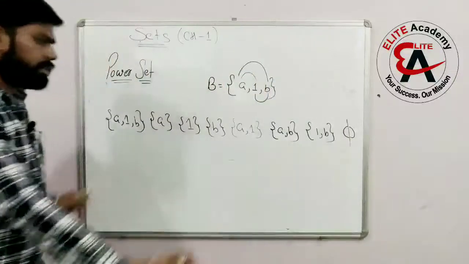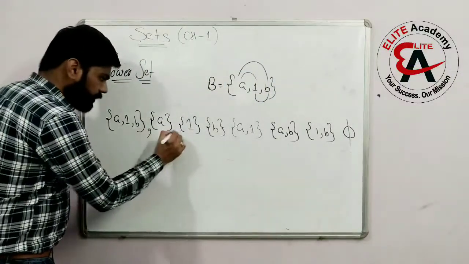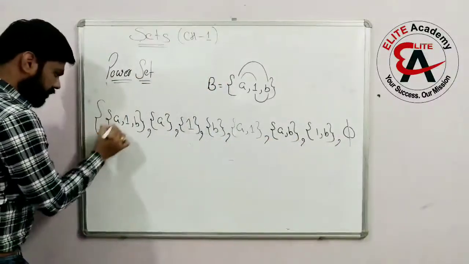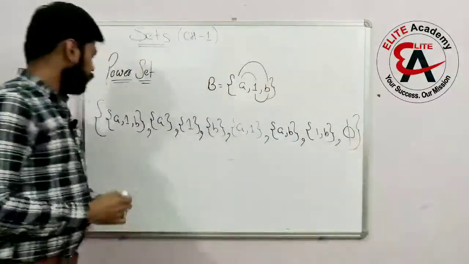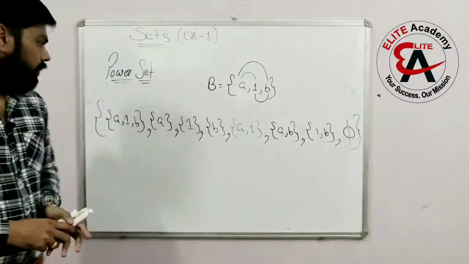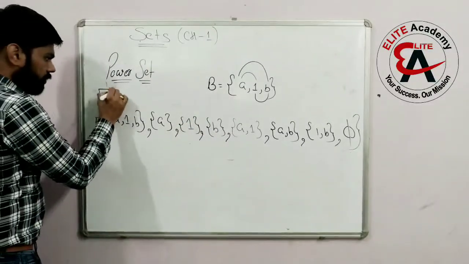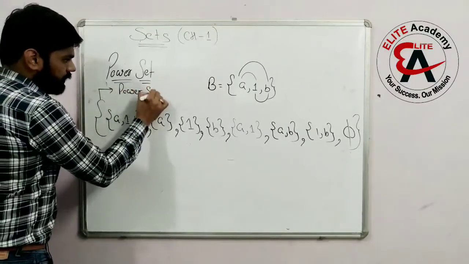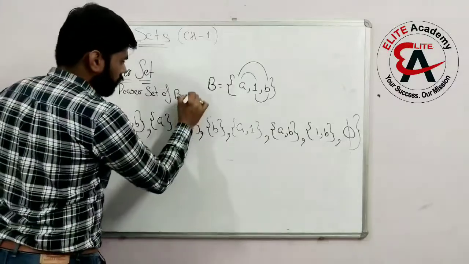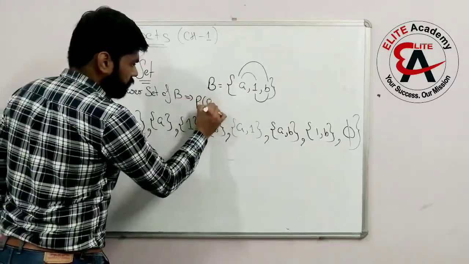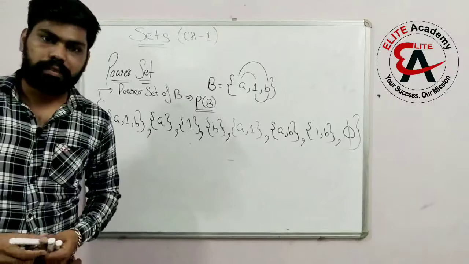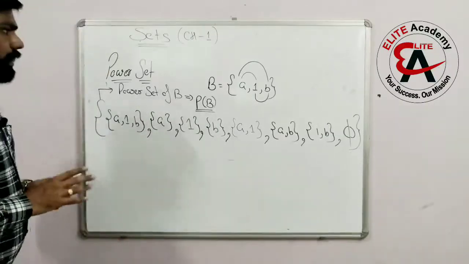So I've written all the subsets. Now I'm considering them as elements, and putting brackets around that. This is the set of subsets of B, or this is called the power set of B, written as P of B. So is that clear or not? What is the power set of B, or what is a power set? Okay, it should be clear.